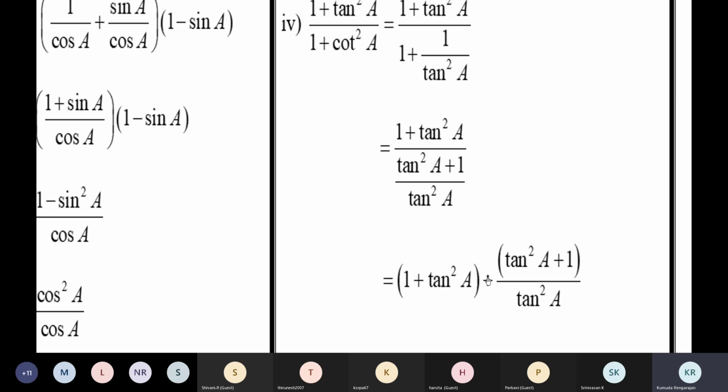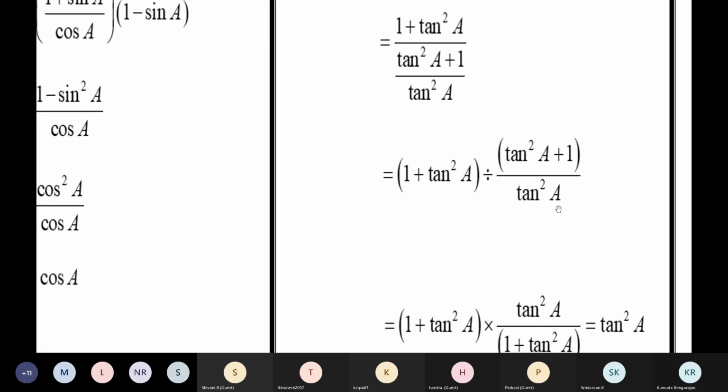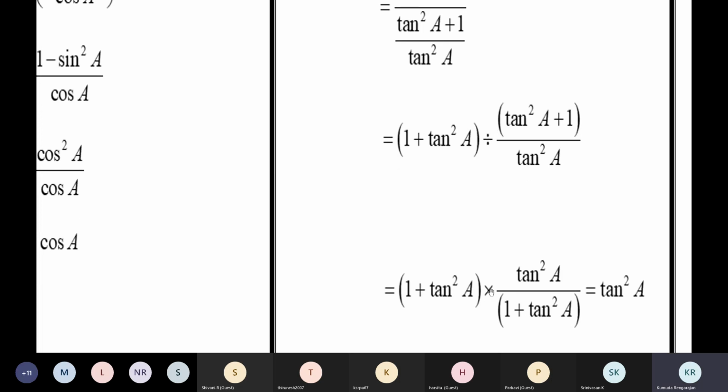So now division becomes multiplication, and you have to take the reciprocal of the second term. The term after the division sign, you'll have to take the reciprocal. If it's divided by this one, we need to multiply by the reciprocal of this. Reciprocal of this is this. And this one is nothing but 1 plus tan square A; tan square A plus 1 is nothing but 1 plus tan square A. So 1 plus tan square A cancels out, and we get tan square A. So the correct option is tan square A.